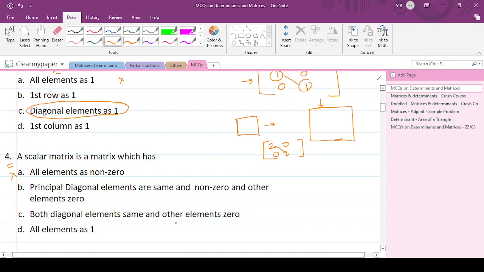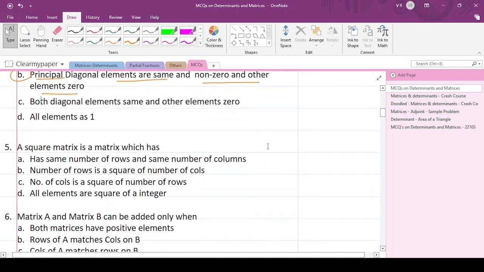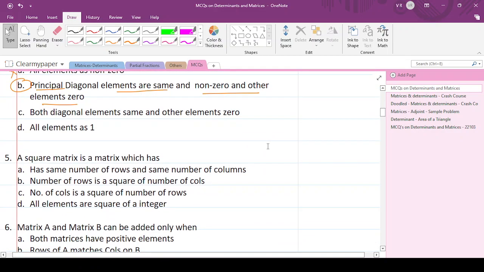Both diagonal elements are same and other elements are zero. That's not true because the other diagonal has zero elements. And all elements as one? All elements cannot be one. So it looks like this is the answer: principal diagonal elements are same and non-zero and other elements are zero. That's a scalar matrix.